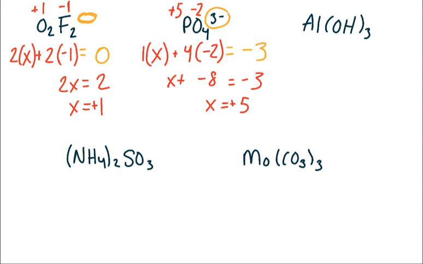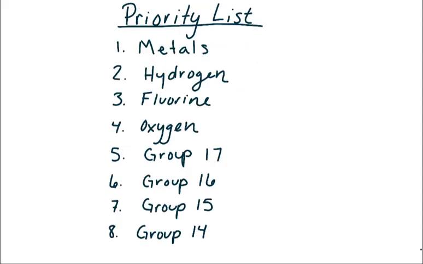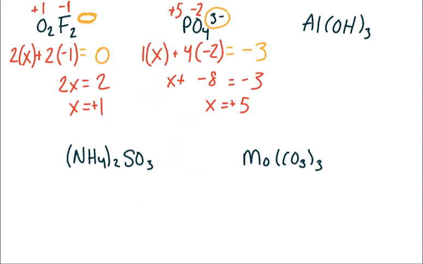Okay, so let's try the aluminum hydroxide. First, you can ask yourself who has priority, aluminum, oxygen, or hydrogen. When you look at your list, we have oxygen, we have hydrogen, and aluminum is a metal. So aluminum gets the highest priority, meaning aluminum will have its ionic charge as its oxidation state.